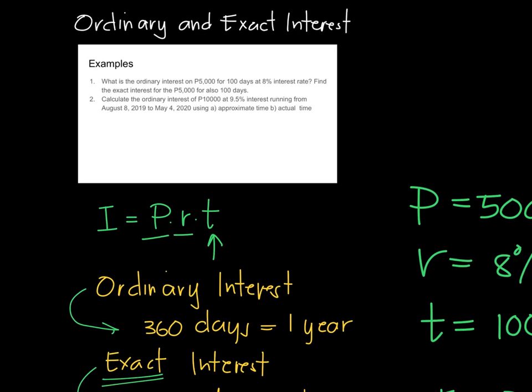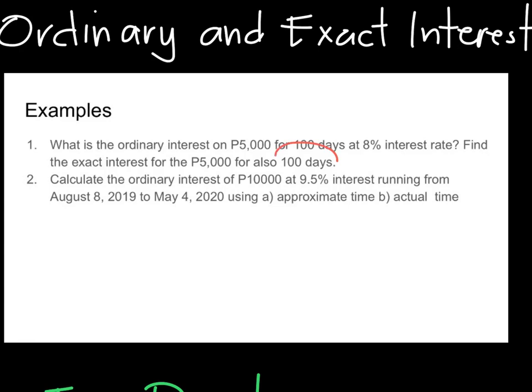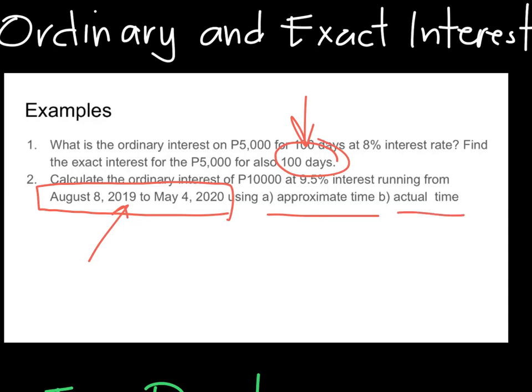Okay, the second example. The difference of the second example is that instead of giving you exactly the number of days, you will be given the date you borrow the amount and the date that you have to pay for the amount. So it's not given as 100 days, 200 days, but you have to compute first for the number of days. And there are two ways to count the number of days. It's either we use approximate time or we use the actual time.